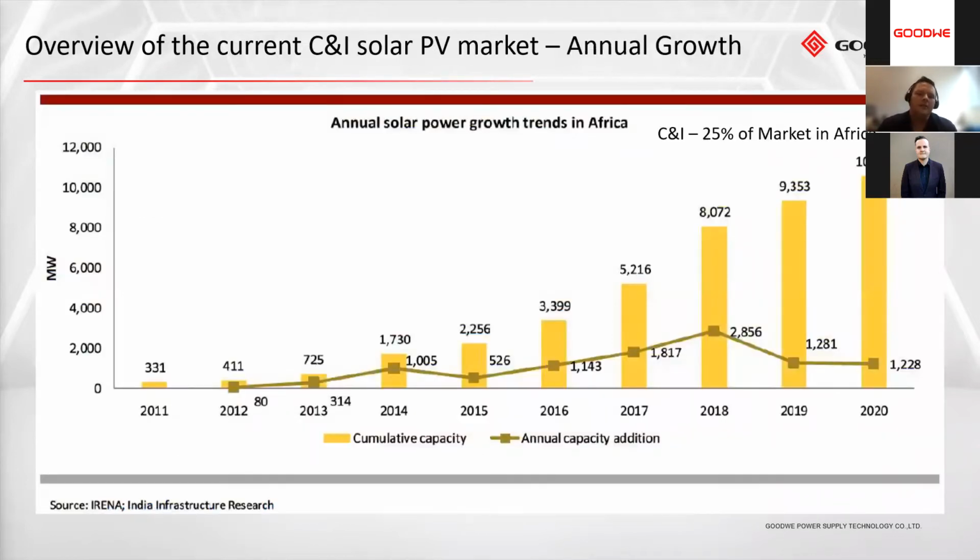Then, this is another perspective, which we source from IRENA, or India Infrastructure Research. Again, this is the total market, so just keep in mind that we're referring to C&I today, so you're looking at about 25% of that. They say that the cumulative capacity up until the end of 2020 was around 10.5 gigawatts, or 10,581 megawatts. You can see they estimate around 1.2 gigawatts, or 1,200 megawatts, being added between 2019 and 2020.